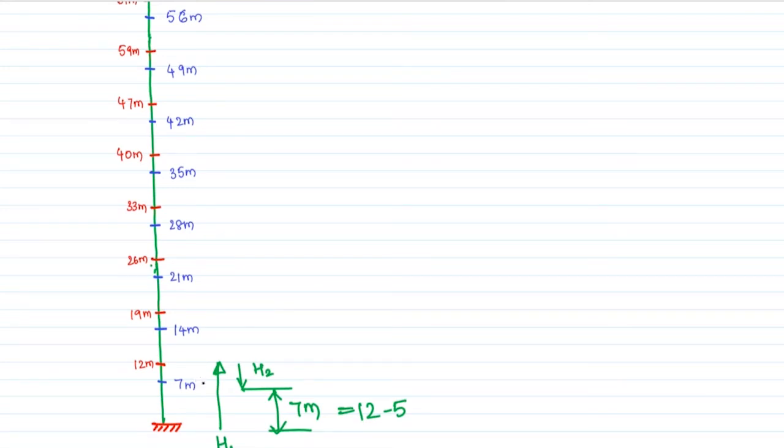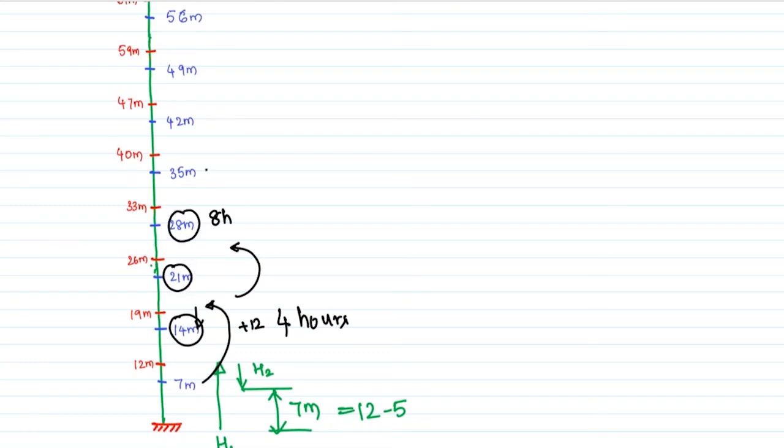Now this, it slips to 7 meters, right? Again, it climbs 12 meters, right? And slips 5 meters. So it is reaching at 14. After 4 hours, the position of the monkey is at 14. Now, after 6 hours, the position of the monkey is at 21. After 8 hours, the position of the monkey is at 28. After 10 hours, the position of the monkey is at 35.